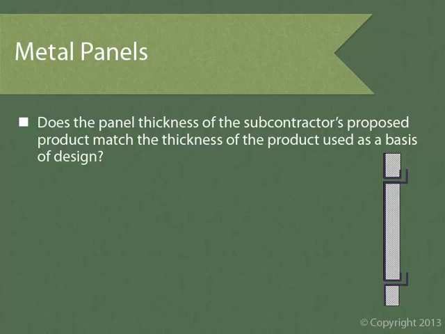The architect will base the building design on a specific product in a specific dimension, but different manufactured products have different dimensions, so we need to compare the thickness of the proposed system to the thickness of the system the architect used as their basis of design.